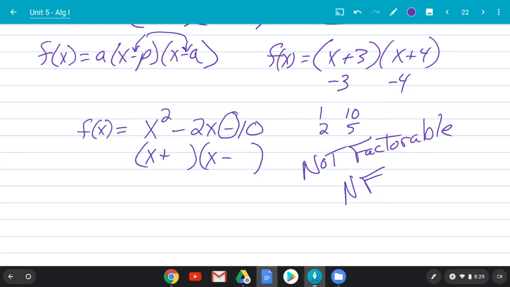No, because the leading coefficient is 1. And if there's no leading coefficient, there's not going to be any GCF. That's a great question.